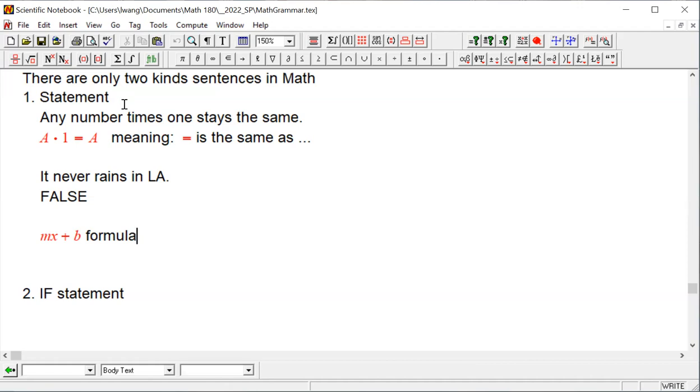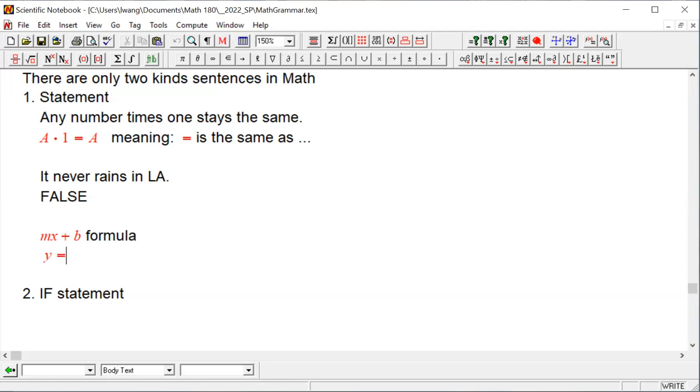Okay? This formula is also a statement. What kind of statement is this? This statement describes to us how the operation is done. It's a description of a process, okay? But you may also see this before.